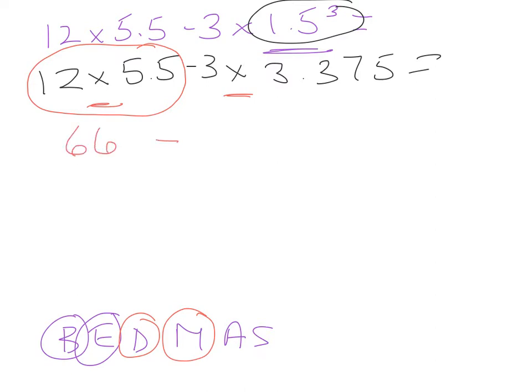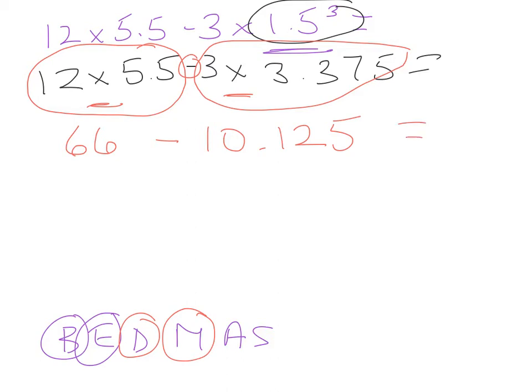And then keep that minus sign in there. And then the next step there is 3 times 3.375. So if we were solving that, that ends up being 10.125. So if we do it all in one step, now we're left with 66 minus 10.125, which is 55.875.